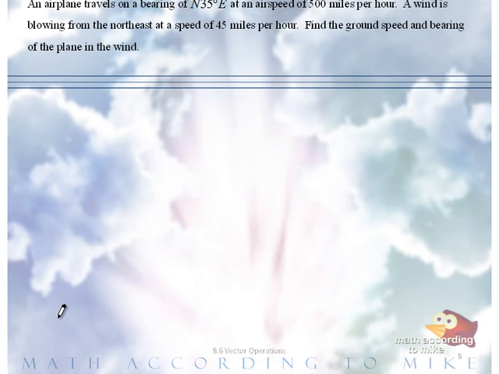An airplane travels on a bearing of north 35 degrees east at an airspeed of 500 miles per hour. A wind is blowing from the northwest at a speed of 45 miles per hour. Find the ground speed and bearing of the plane in the wind.